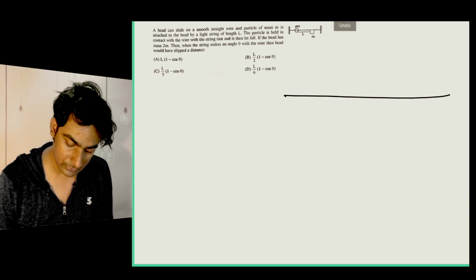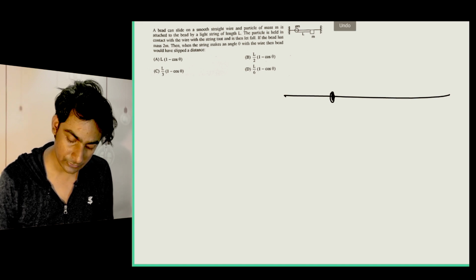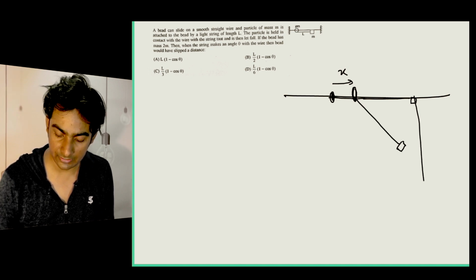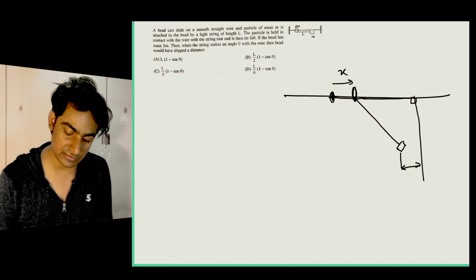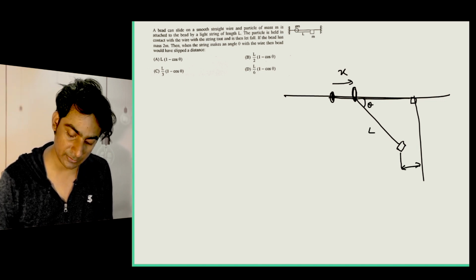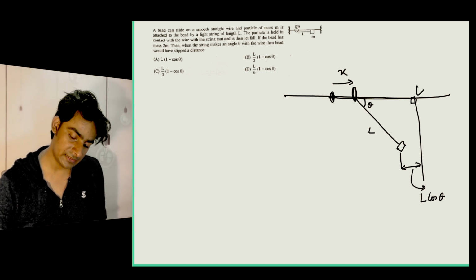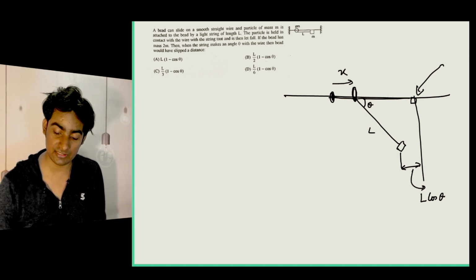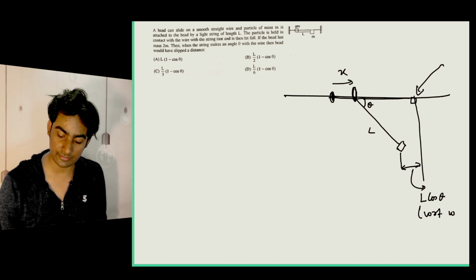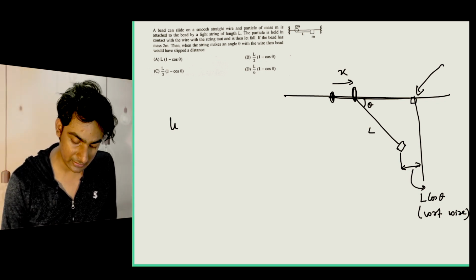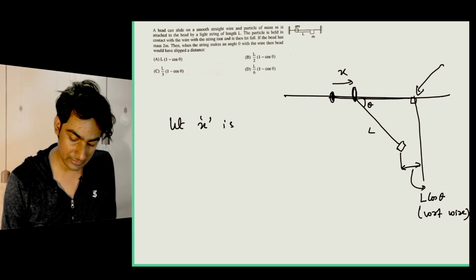So this is the bead and this is the mass here. If you leave this mass, let's assume the bead moved by a distance x and the mass came here. With respect to the bead, how much distance will the mass move? This is L and this is theta, so this must be L cos theta. That means this particle has moved a distance L cos theta with respect to the wire.